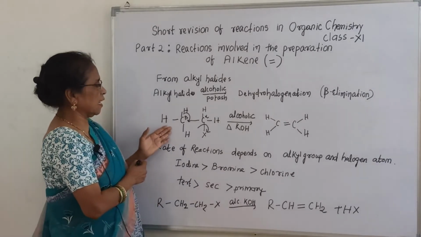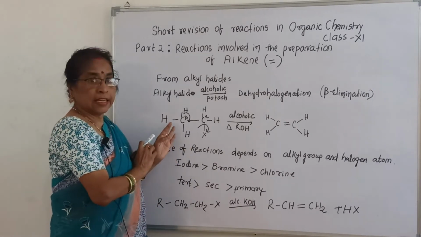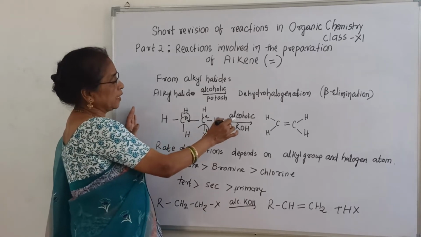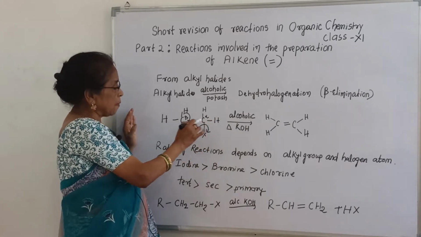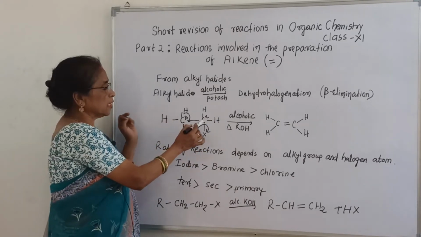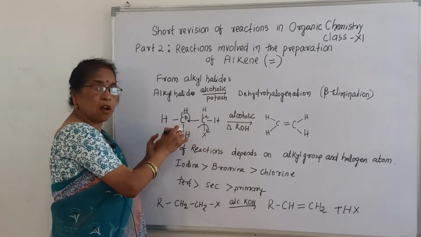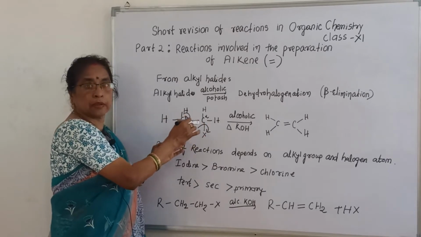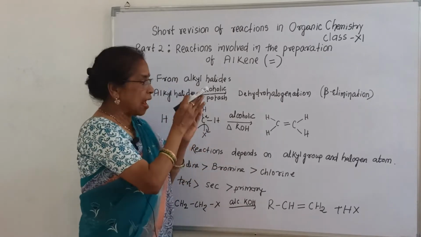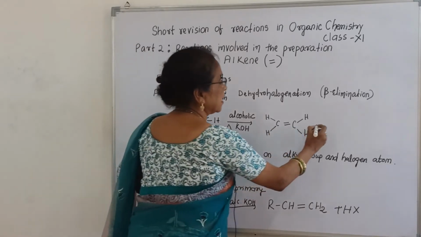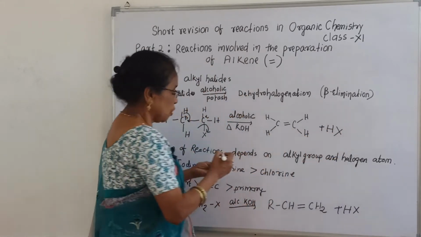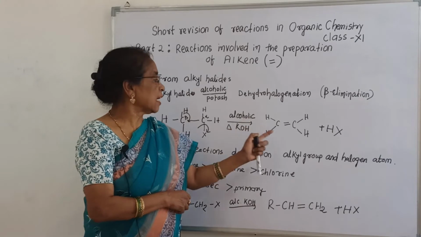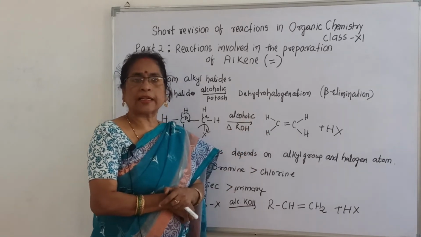Now you can see here, ethyl halide, C2H5X. Here you will take alcoholic KOH and heat it. What happens here? This is called alpha carbon, this is called beta carbon. From the beta carbon a hydrogen, and from the alpha carbon the halogen, both will react and give a byproduct, HX. So what is the main product? Alkene. Ethyl halide gives ethene and the byproduct HX.